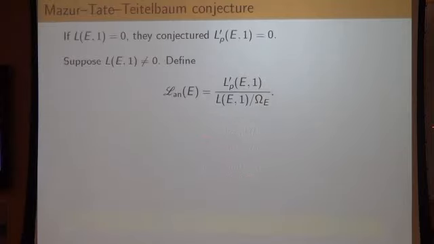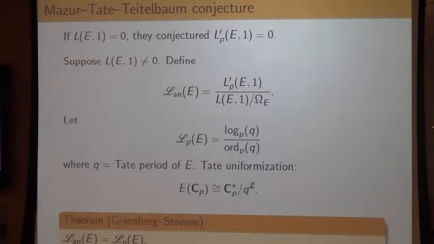Okay, so what was their conjecture, Mazur, Tate, and Teitelbaum? So first of all, if the classical L function is 0, they conjecture that the derivative is 0. And if the classical value is non-zero, then they said, well, it's natural to consider the ratio of the derivative, I should say, of the p-adic L function of E at 1 with the value of the algebraic part of the classical L function at 1.